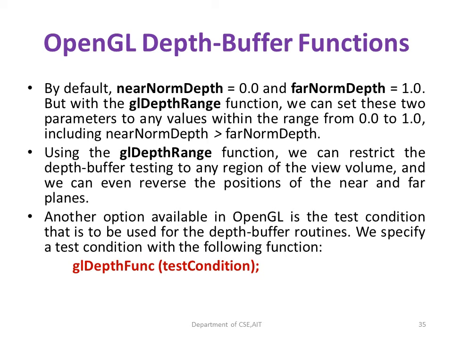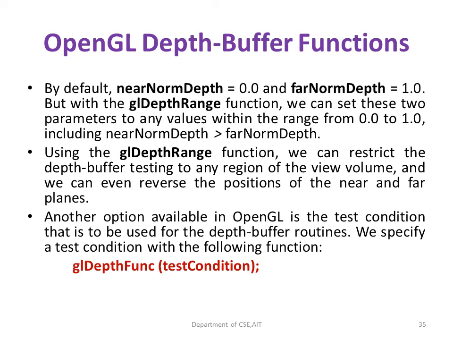By default, the near normal depth is equal to 0 and the far normal depth is equal to 1. We can set these two values to any other value, but it should be within the range 0 to 1. Then, using glDepthRange, we can restrict our depth buffer testing to one particular region in the volume, or we can also reverse the positions of the near and far. These modifications can be done by making use of the depth buffer functions.